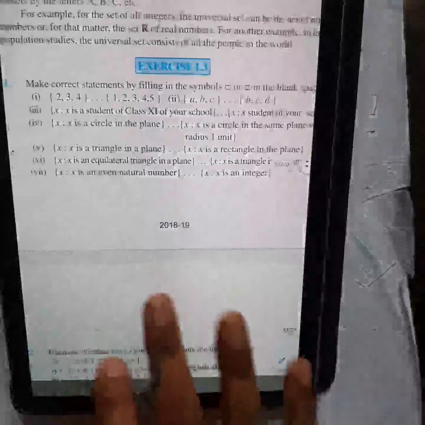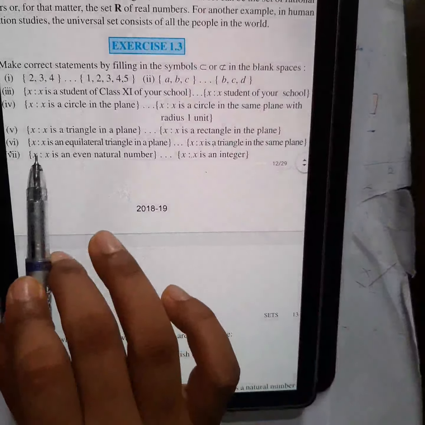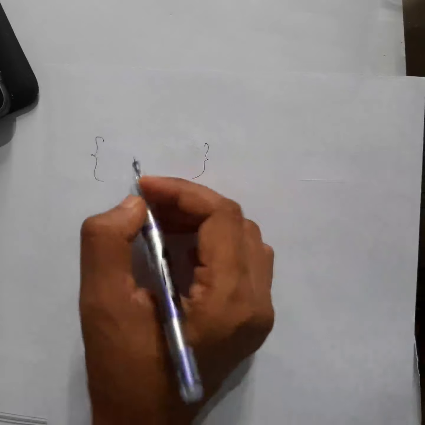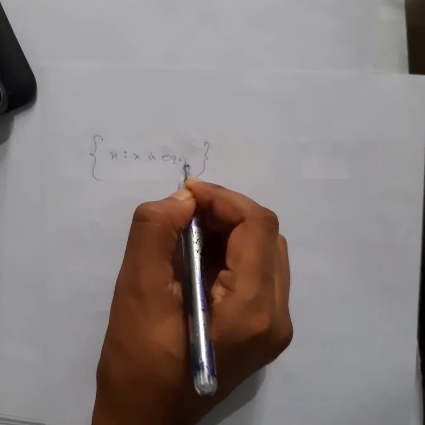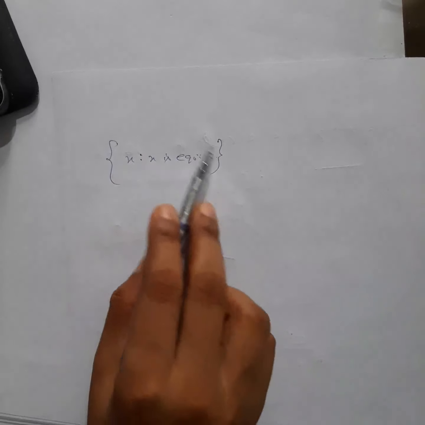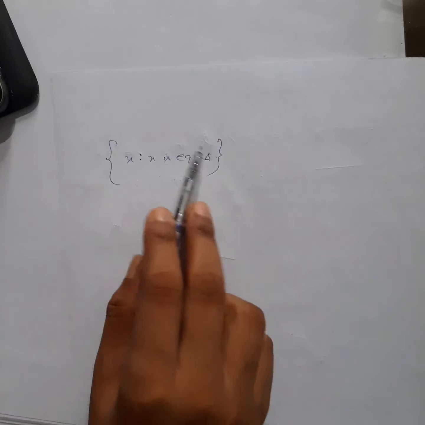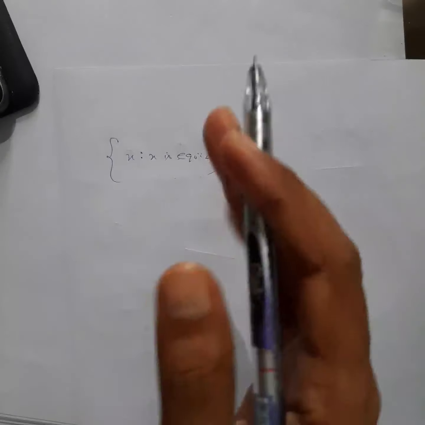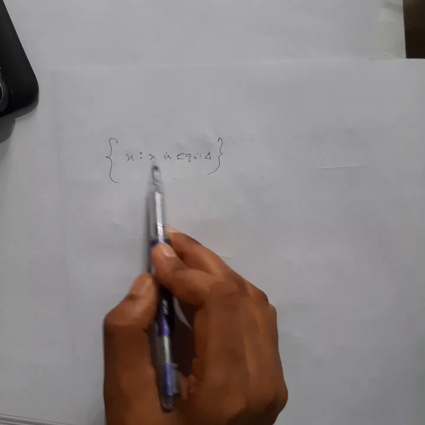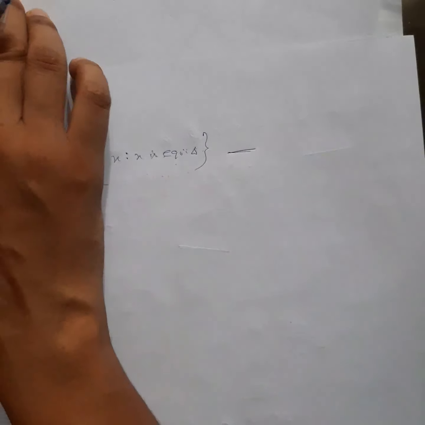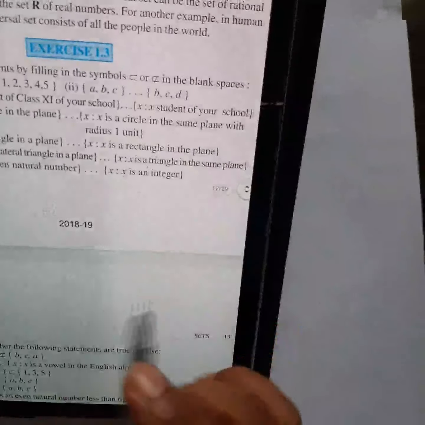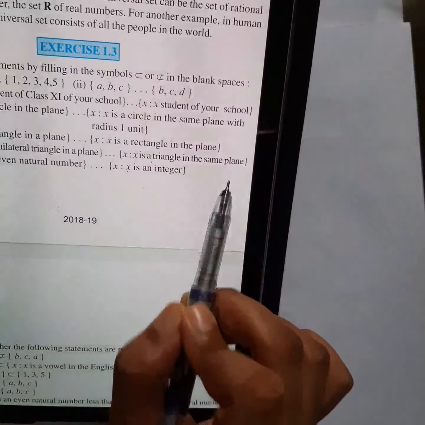Next question, number 6. X is an equilateral triangle in a plane. So your first set is a set of equilateral triangles. Now this set is a collection of what? Equilateral triangles. When they say equilateral triangle, they didn't mention what size the side will be, so all kinds of equilateral triangles are there. We understand that, right? Now the dash is given. Now what is the next set? The next set they have given is X is a triangle in the same plane.